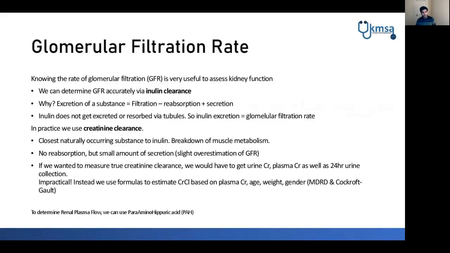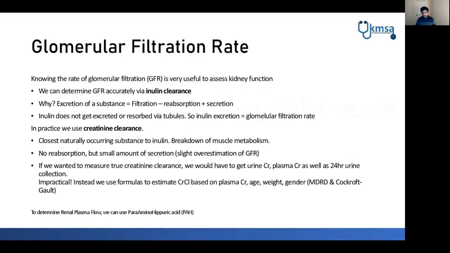However, we don't use this in practice. We don't give inulin to everyone we see. We use the closest naturally occurring substance, which is creatinine, and you've probably heard of this. It's a breakdown of muscle metabolism. So it's not as perfect. A small amount of it does get secreted back, so there is some overestimation. But for clinical work, it's perfect. Again, if we wanted to do it perfectly and by the book, we'd need multiple measurements like plasma, urine, things like that. But practically, this is not possible. So we use surrogate equations to try and get an impression of what the creatinine clearance is.